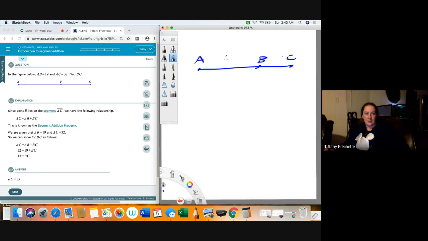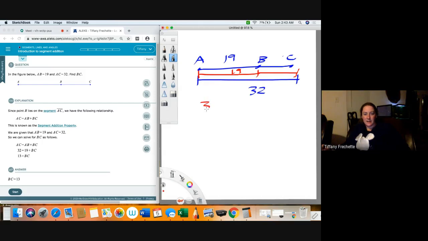And then it says AB is 19. AC, which is the whole thing, is 32, and they want you to find, I'll put it in red here, this piece here. So if you know that this one is 19, and this whole thing is 32, there's definitely a piece missing from 32 to get from 19 to 32.